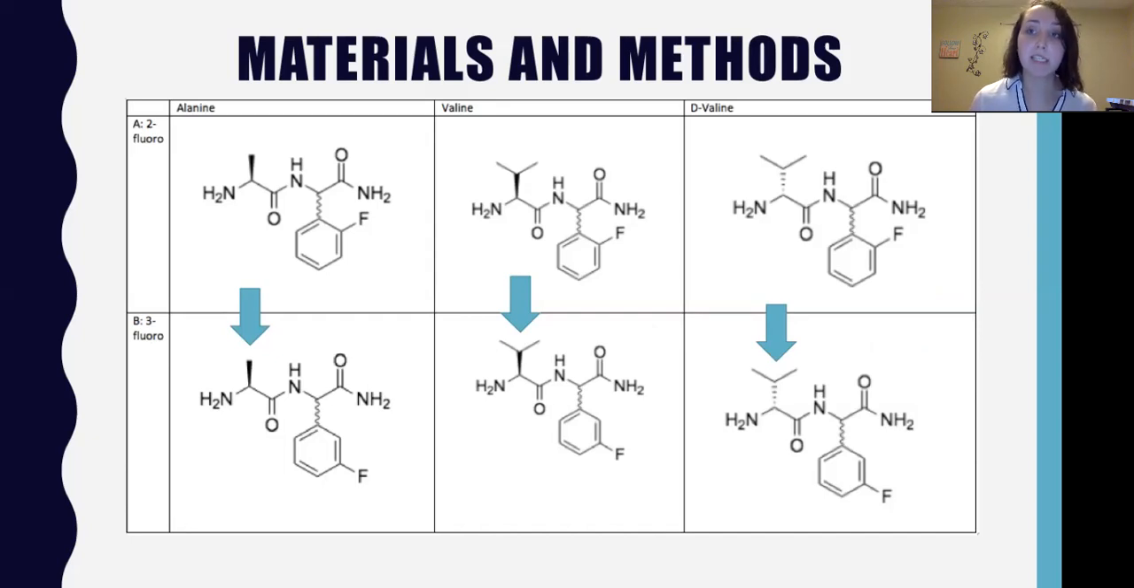For valine and D-valine, if you're not familiar with organic chemistry, it has to do with what's called stereochemistry, which is basically the spatial arrangement of a compound. So with valine, it has a wedge, which means it's facing towards you. D-valine has a dash, which means it's facing away from you. Is there going to be a difference with the stereochemistry on how it kills Pseudomonas aeruginosa?